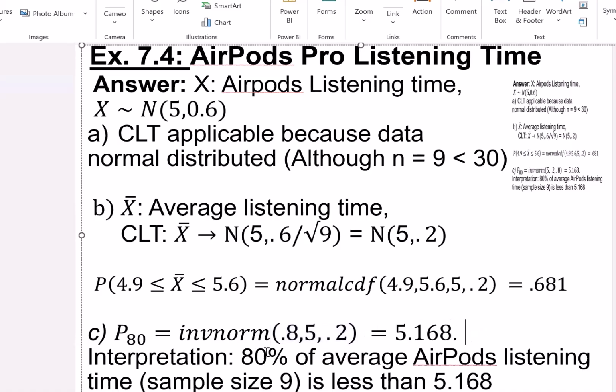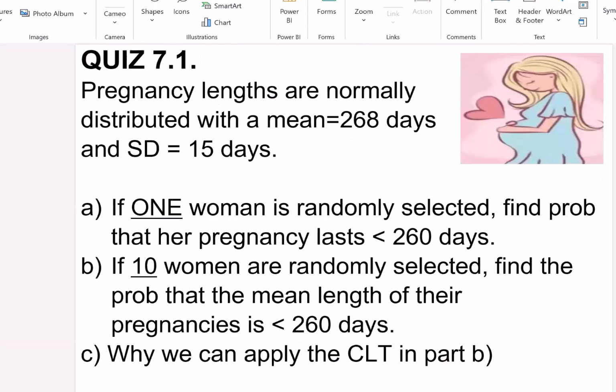And the interpretation here is just that 80% of the average AirPods listening time from a sample of size 9 is less than 5.168. So the 80th percentile value is inverse norm of 0.8, 5, 0.2, and you get 5.168. The interpretation is that 80% of the average AirPods listening time from a sample of size 9 is less than 5.168.